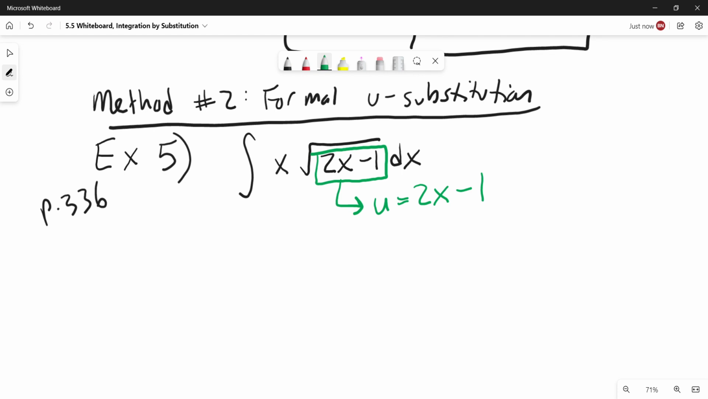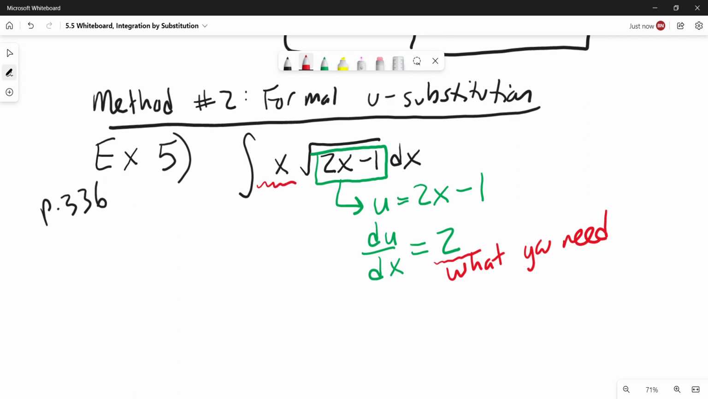Then you would take the derivative of this. And I'm calling it, again, I set this up before on purpose, du dx instead of u prime for a reason. So I want you to do the same thing. So du dx is 2. All right. What you need is 2. What you have, the extra thing, right?